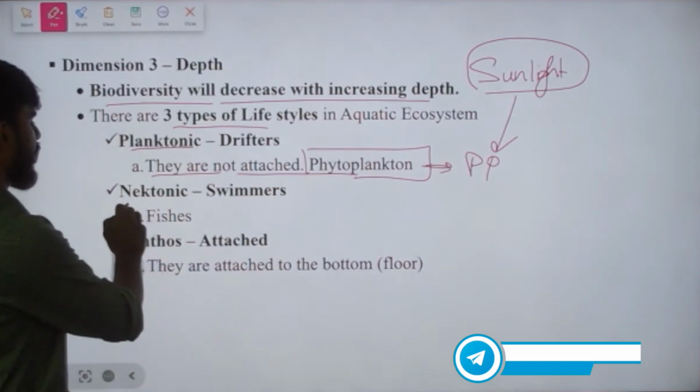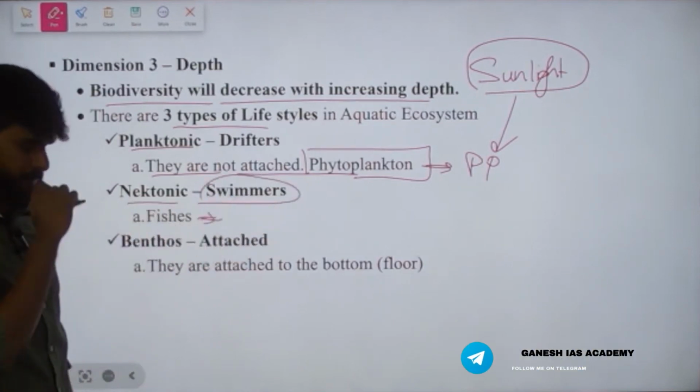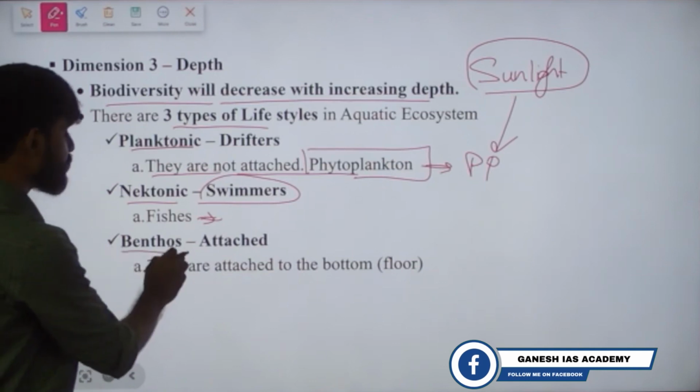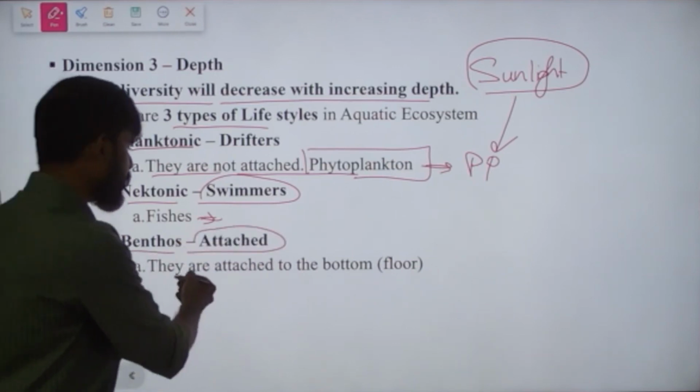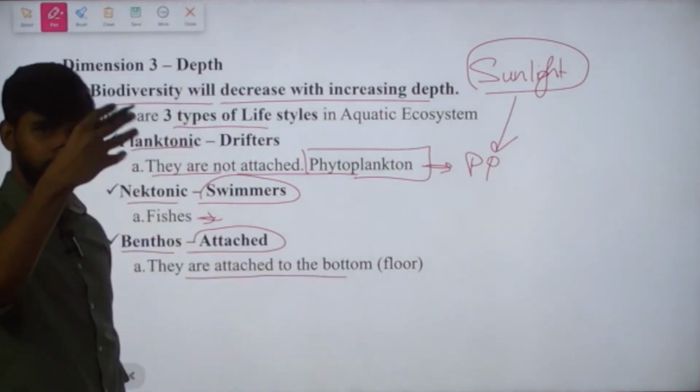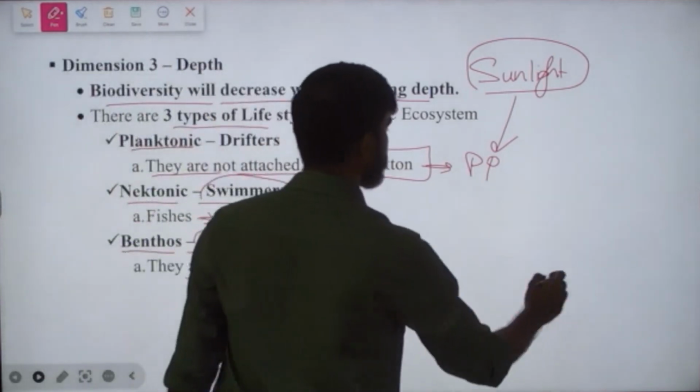Next is nektonic. Nektonic means swimmers. All fishes will come under this category. Next is benthos. Benthos means attached. Attached means they are attached to the bottom, to the floor of the sea.